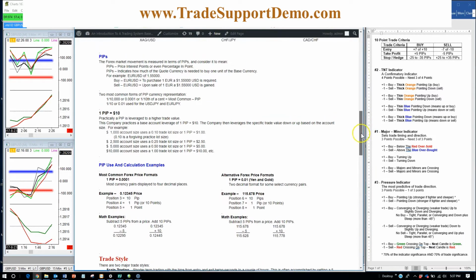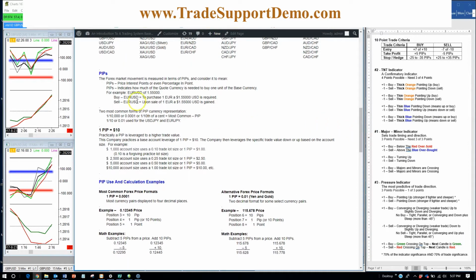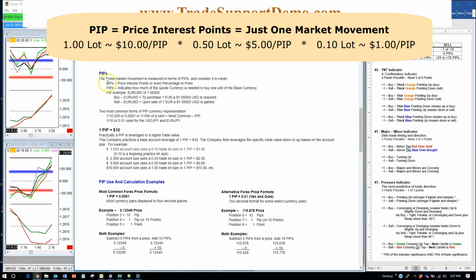Now, I wanted to come down and talk a little bit about PIPS. PIPS has a name. It's right here. You see PIPS, and it's price interest points, or some call it percentage in points. Notice that they're just making something up. Okay, we'll just refer to it as PIPS. It doesn't matter. You can study this a little bit here. A pip is really 1/10,000th of a dollar. Okay, and so often 1 pip is equal to $10 with leverage. All right. Now, just as a note, if you're trading for practice, we're going to use a lot size of 0.1.